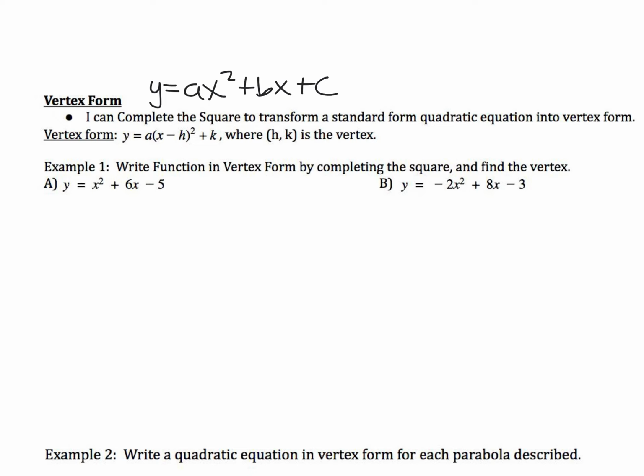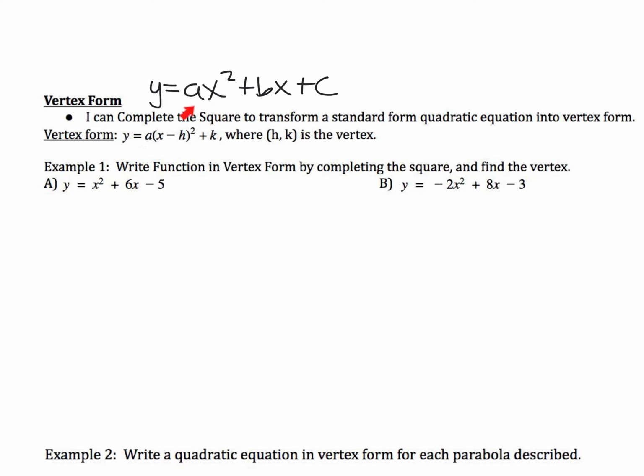When we were looking at transformations of parent functions, we noticed that the number on the inside with x moved our function left or right, and the number on the outside moved it up or down. The a value stretched or shrunk it. So the a value tells us a lot. Stretch or shrink tells us which way the graph should be opening.